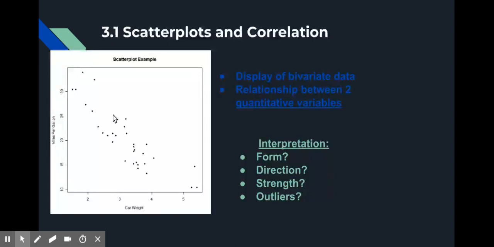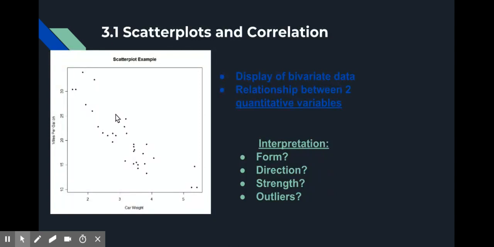A scatter plot is a graphical display of bivariate data that shows the relationship between two quantitative variables measured on the same set of individuals. So to interpret a scatter plot, you want to ask 4 questions. What is the form? What is the direction? What is the strength? And are there any outliers?